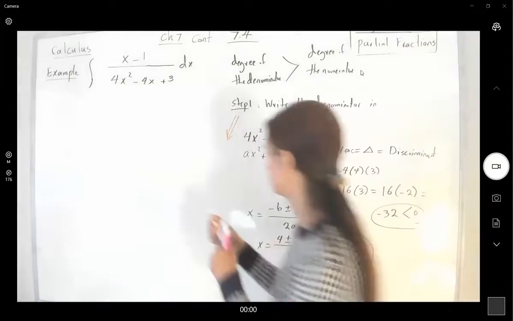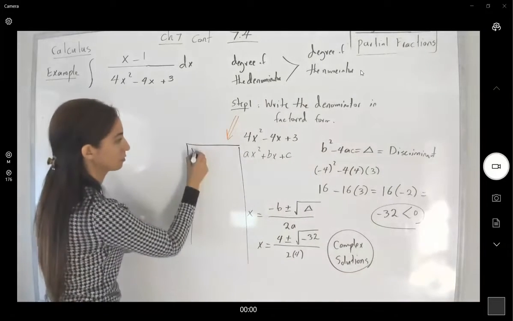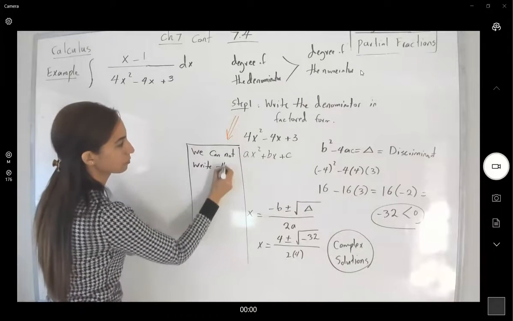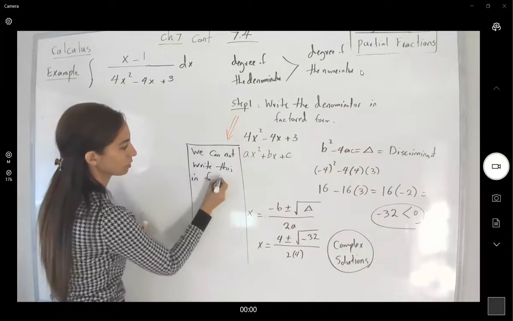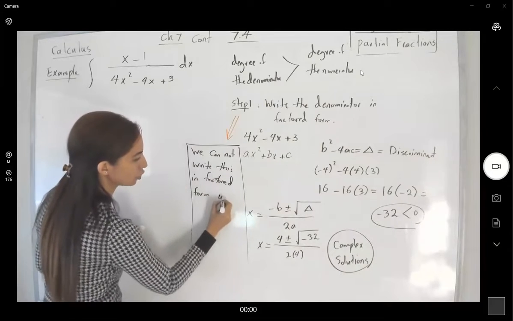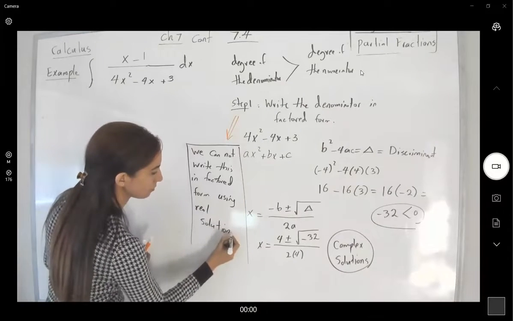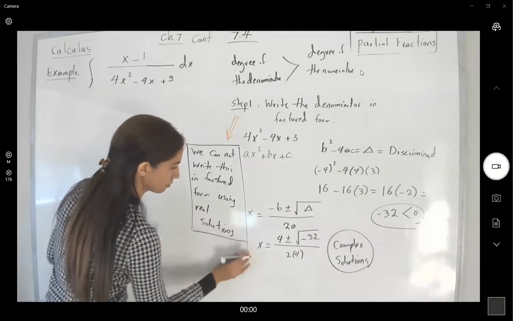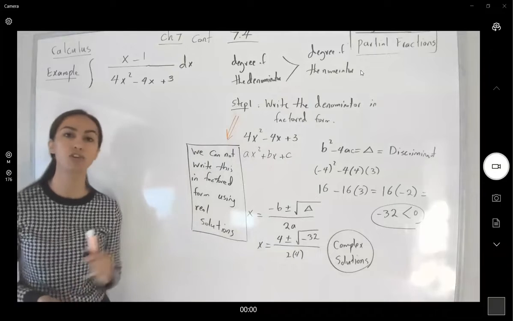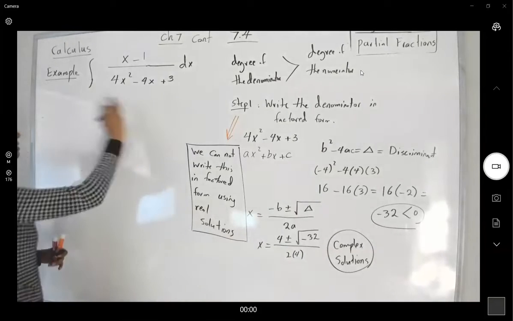In step 1, we cannot write this in factored form using real solutions. It means that we cannot go to the next step using partial fractions. What do we do then? Well, let us take a look at this.